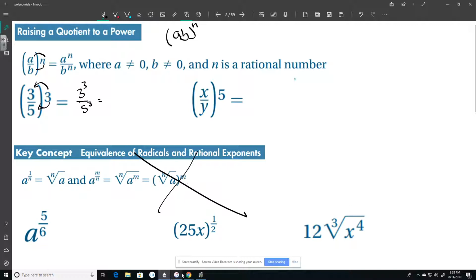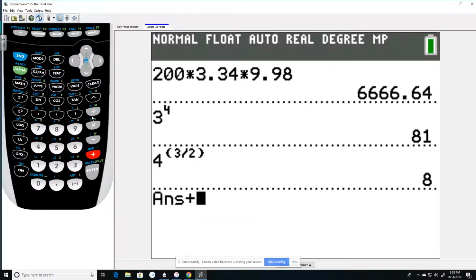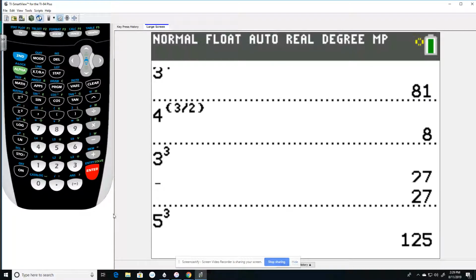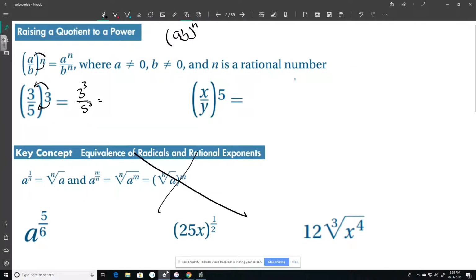So that 3 goes to the top numbers and the bottom numbers. In my calculator, I can plug that in. I can do 3 raised to the 3rd power. That's just 27. And 5 raised to the 3rd power is 125. So that becomes 27 over 125, which would be your final answer for that one.